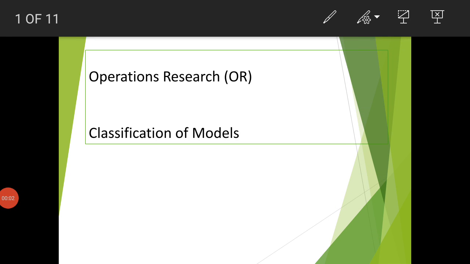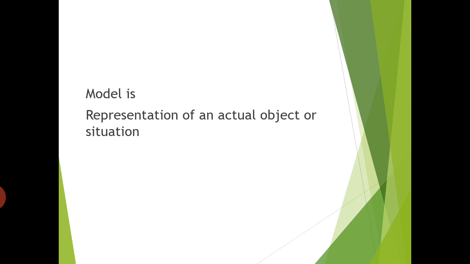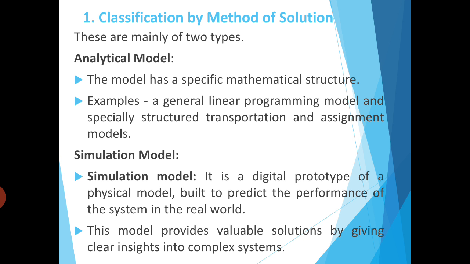Hello all. Topic of this video session is classification of operations research models. As we have studied in earlier sessions, model is defined as a representation of an actual object or situation. The main objective of a model is to provide means for analyzing the behavior of the system for the purpose of improving its performance. Operations research models are classified based on various criteria.